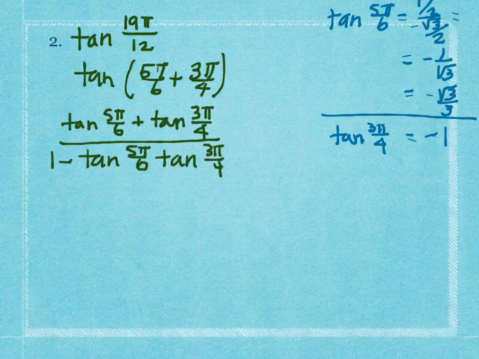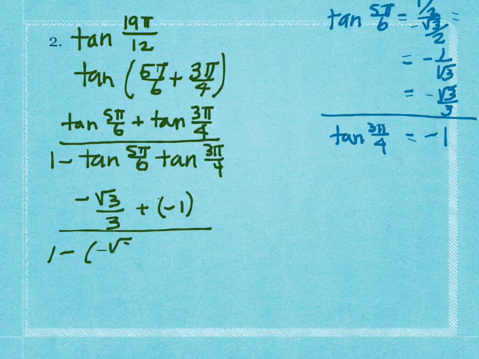So for tangent right here, we'll go ahead and put the rationalized form in and work with that since we have it. So we have negative square root 3 over 3 plus negative 1. We'll write it that way. Over 1 minus, and we have, again, negative square root 3 over 3, and then this time it's times negative 1.